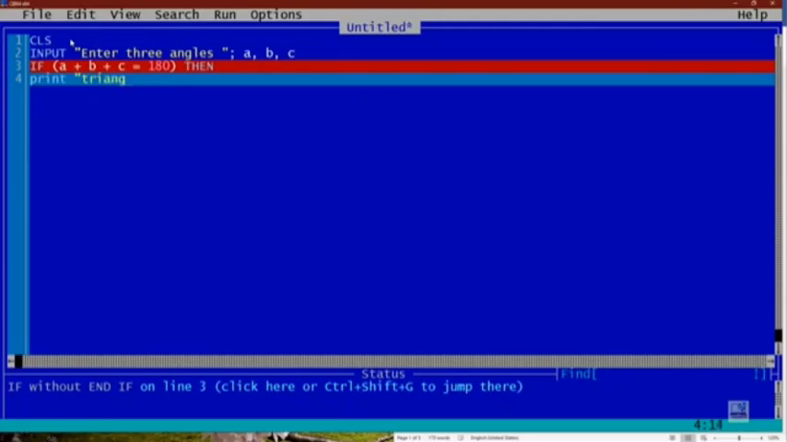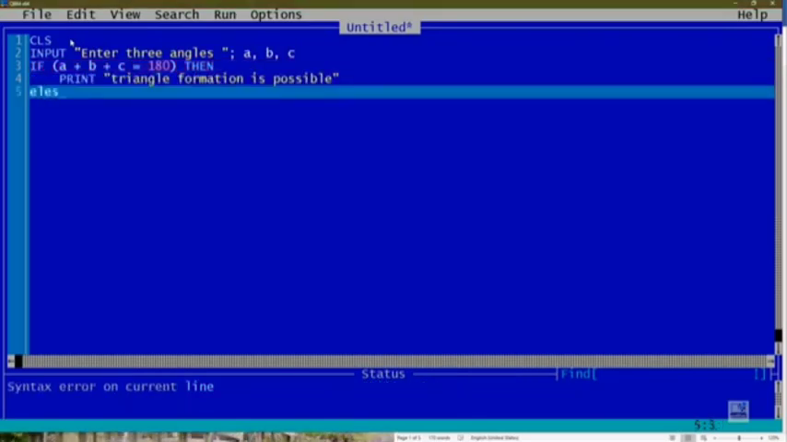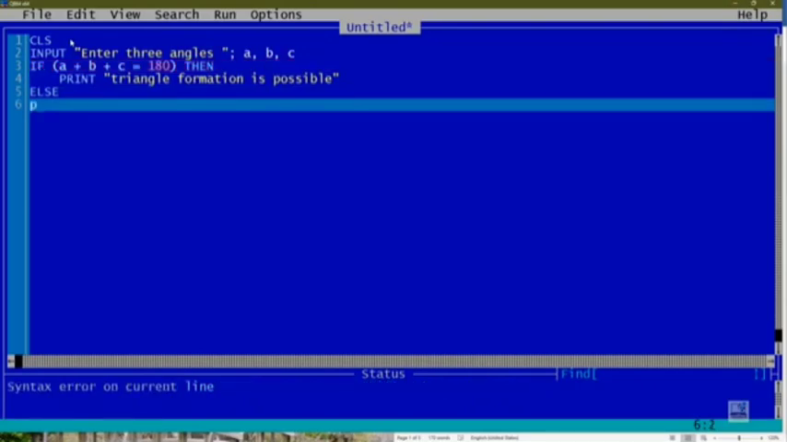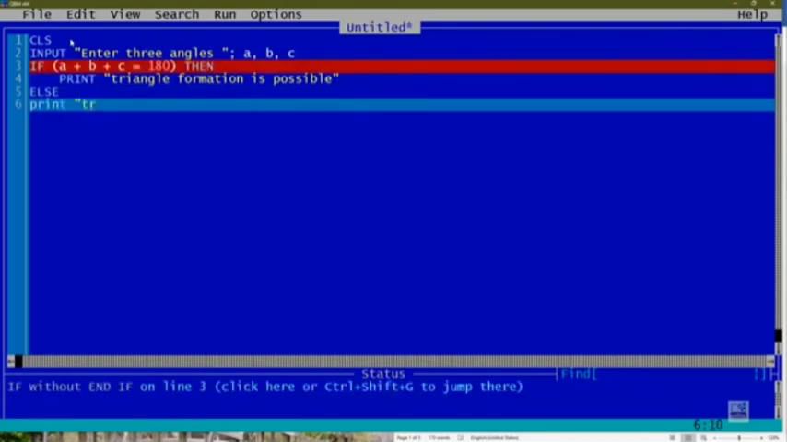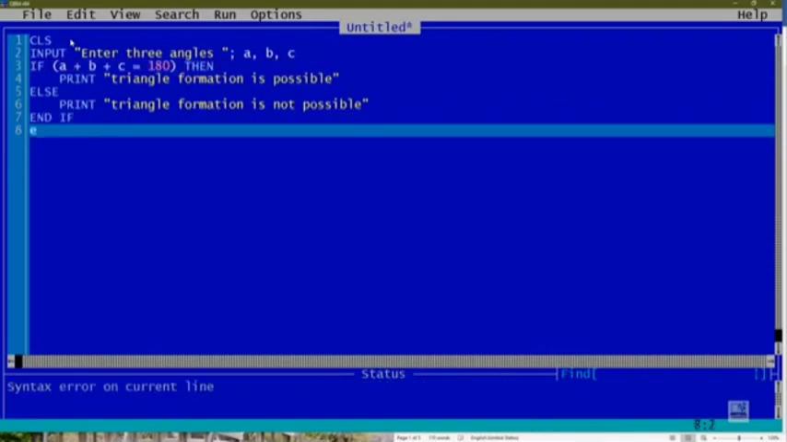"triangle formation is possible". Enter. Else print "triangle formation is not possible". Okay, then write end if, then write end.